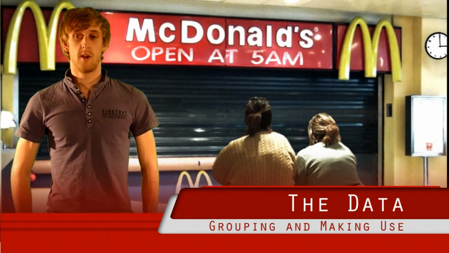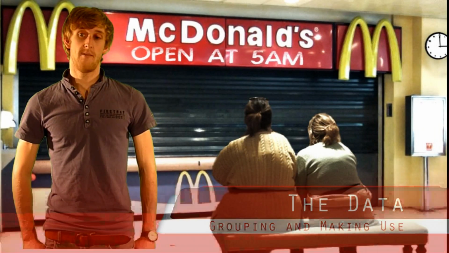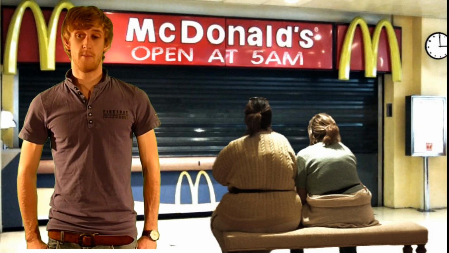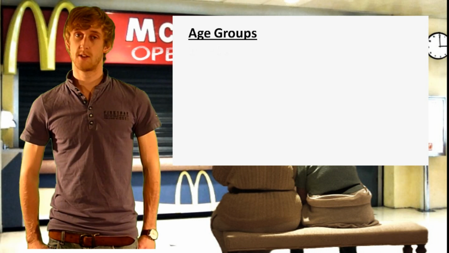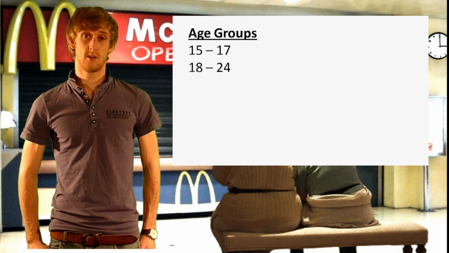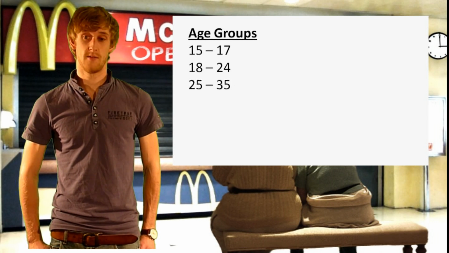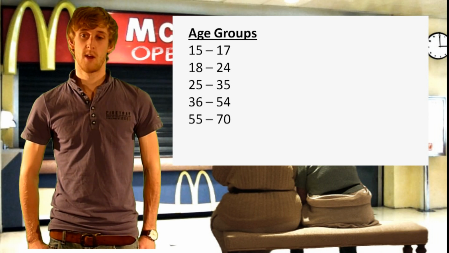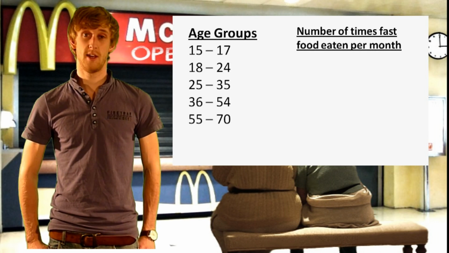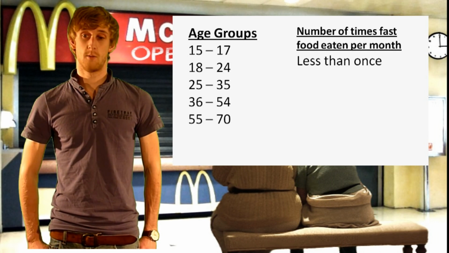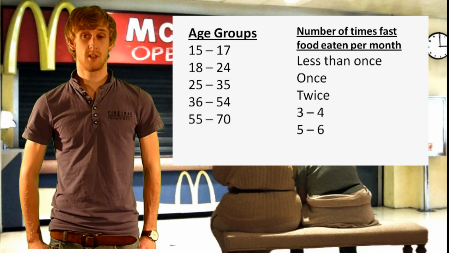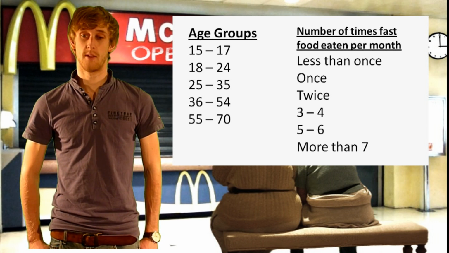For this test, we are going to use the categories age and average number of times fast food is eaten per month. The data of both categories will be put into groups. Age groups are as follows: 15 to 17, 18 to 24, 25 to 35, 36 to 54 and 55 to 70. The groups for the amount of fast food eaten per month are less than once, once, twice, 3 to 4 times, 5 to 6 times and more than 7 times a month.